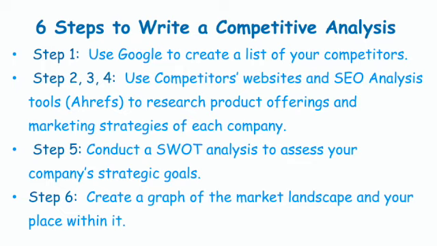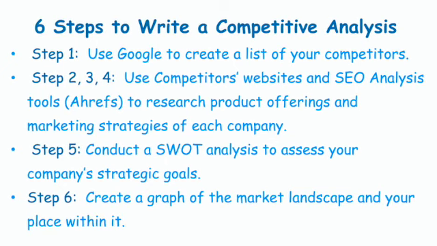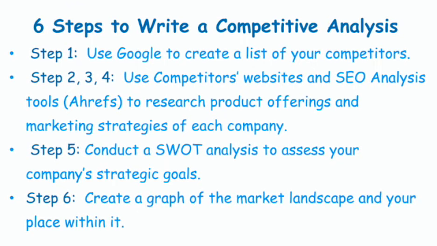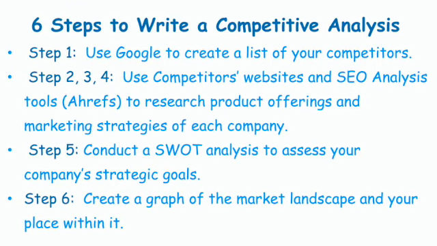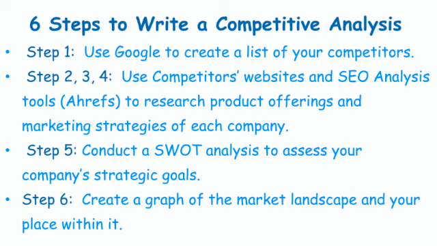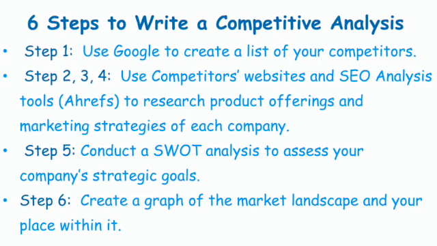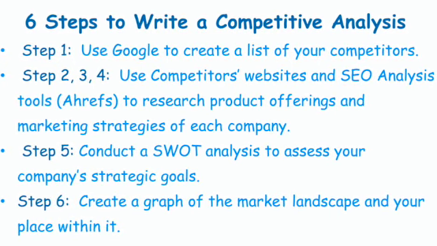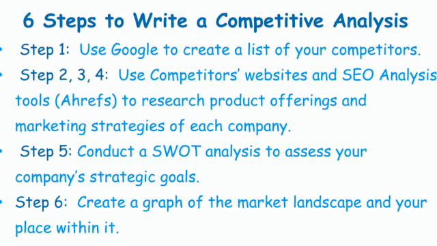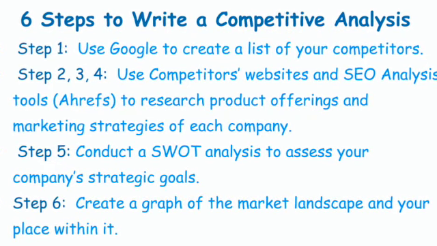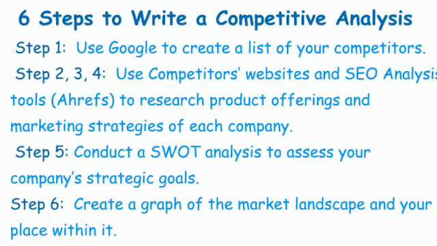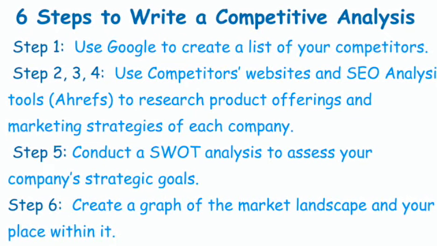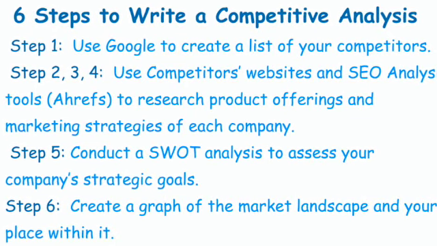When it comes down to actually writing the business plan, there are 6 steps. Step 1 stands on its own. You are going to Google and create a list of your competitors. In steps 2, 3, and 4, you are using your competitors' websites. You're going to look at maybe SEO analysis of who the competitors are, and you can go to the website Ahrefs to research product offerings and market strategies of each of the companies you're competing against.